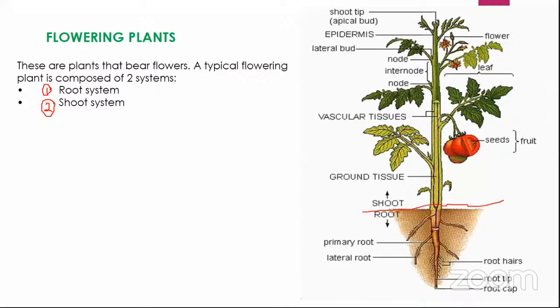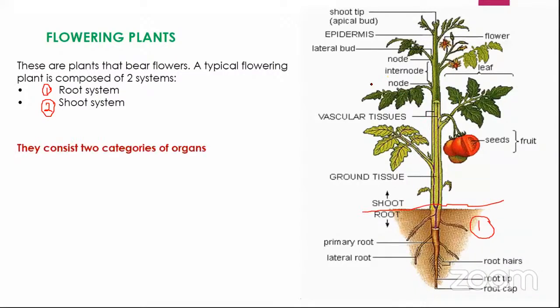Now, today we are going to focus so much on the root system, and then in the subsequent lessons, we shall also focus on the shoot, because the shoot system has leaves, it has stem, it has the fruits, so we shall also look at those ones.